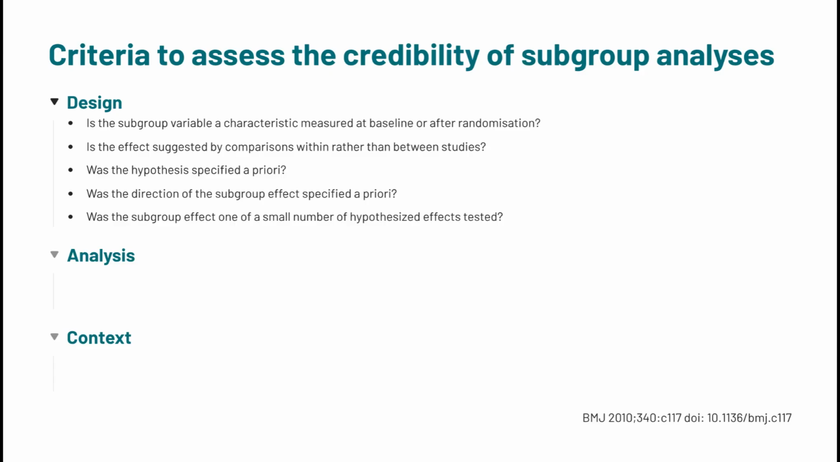The final question under the design component asks, was the subgroup effect one of a small number of hypothesized effects tested? That is, keep the list of potential subgroup analyses short and justified. Every extra subgroup is another spin of the roulette wheel for an inflated type 1 error that might falsely claim a statistically significant result.